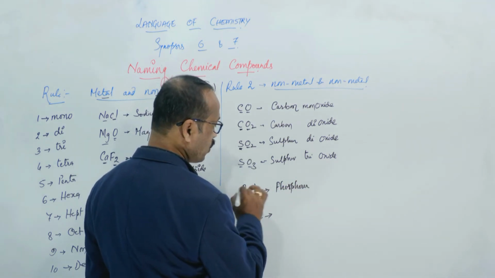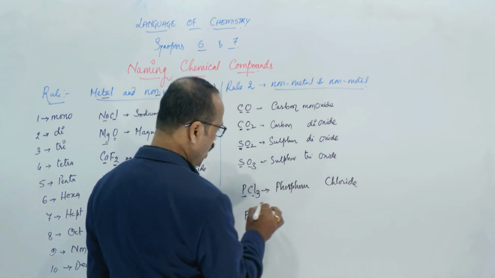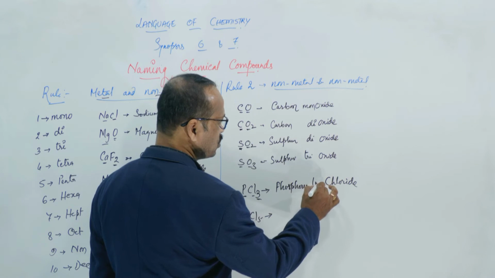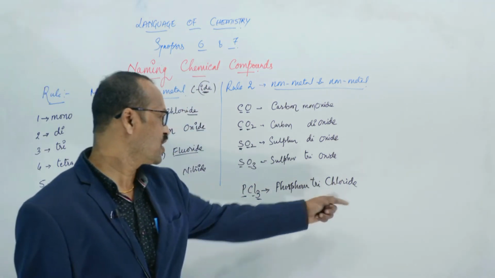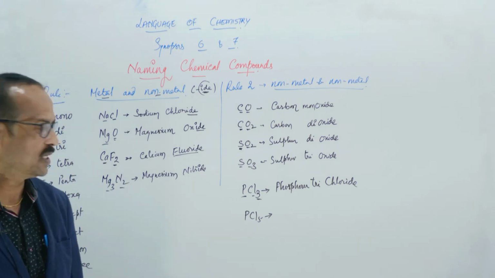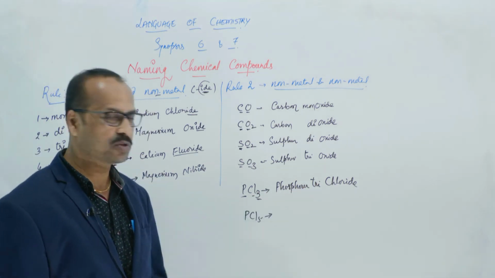Cl for chlorine means, but you have to write chloride. Right? How many chlorines are there? 3. So what do you write? Tri. 3 stands for what? Tri. So phosphorus trichloride. What is the name of this one? Phosphorus trichloride. Clear? Now what's the name of this one?